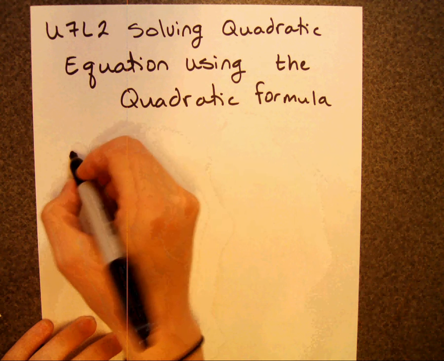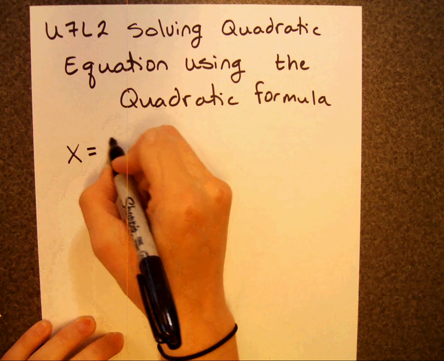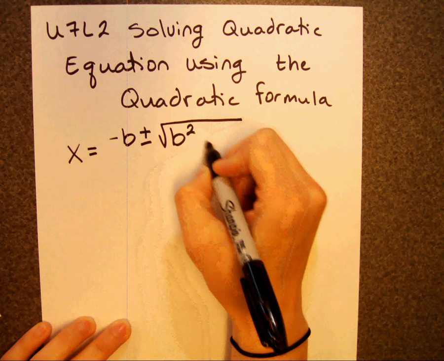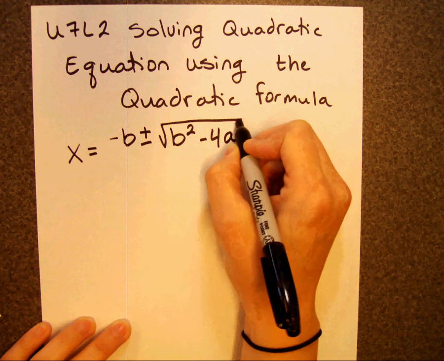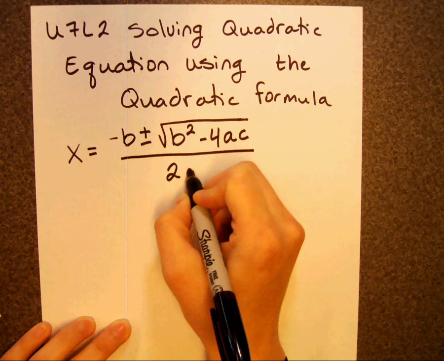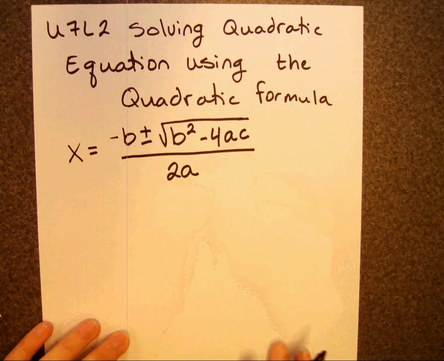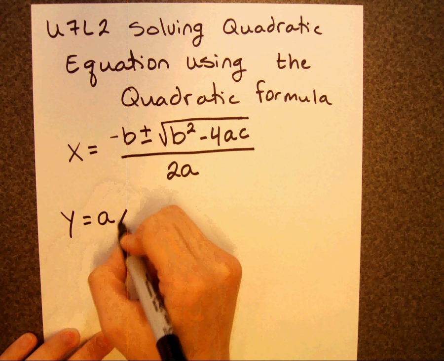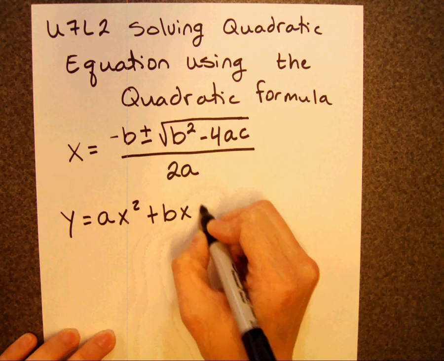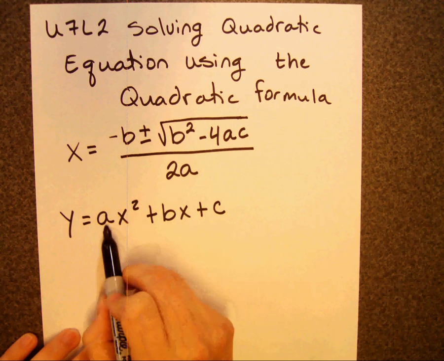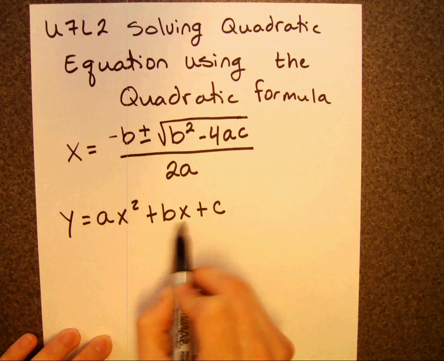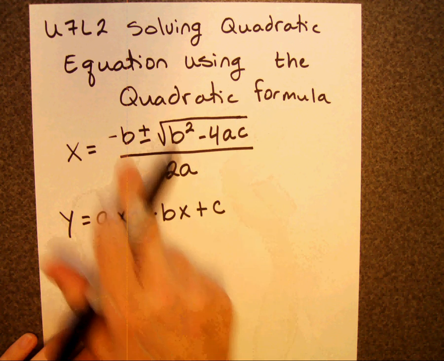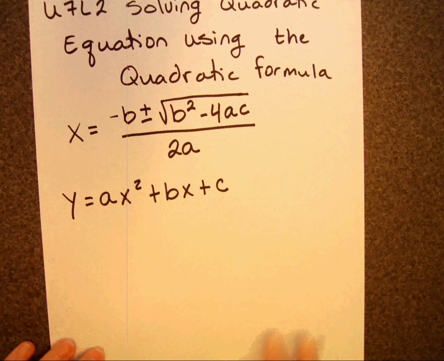So the quadratic formula is going to give me x equals negative b plus or minus the square root of b squared minus 4ac, and all of that divided by 2a. Now, the a, b, and c come from our standard form of the quadratic. If you remember, standard form is y equals ax squared plus bx plus c. So the number in front of x squared is my a, the number in front of x is my b, and the plain number is my c. X's do not go inside the quadratic formula. We're just going to take the numbers.